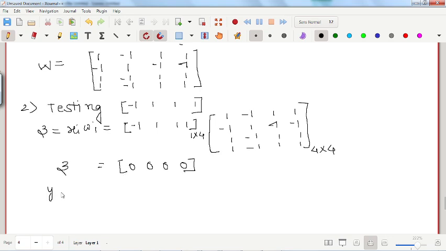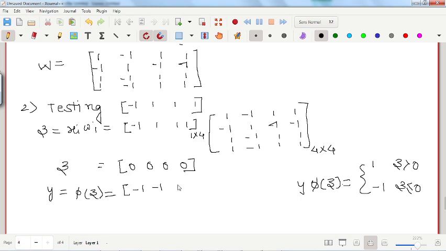Let us find out the output. What will be the output? Y is equal to phi of z. How are we finding this phi of z? It is equal to 1 if z is strictly greater than 0, and it is equal to minus 1 if z is less than or equal to 0. So all the elements are 0, 0, 0. So for this 0, what will be the output? Minus 1, minus 1, minus 1 and minus 1. Now this is the output.